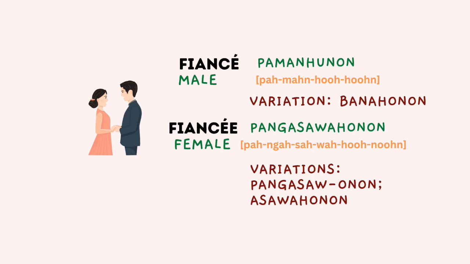Variation, banahonon. So bana, mga higala, is husband. So when you say banahonon, it's someone you are going to marry. So this is the male. The next one is fiancé, female. Pangasawahunon. So there are two variations: pangasawahunon, or asawahunon. Asawa means your wife, but it is also acceptable to refer to the husband. So asawahonon is the bride, the woman you're about to marry.